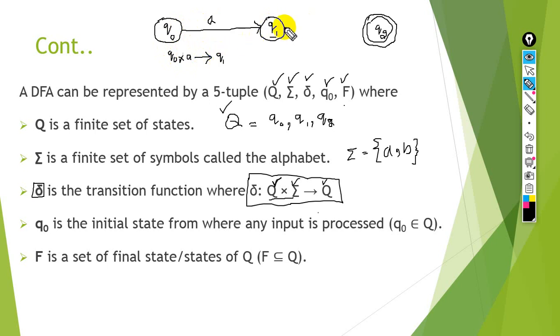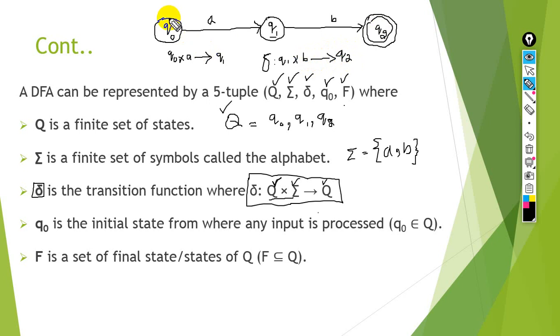Now, for example, if we have a transition like this, for example B, how will we represent this transition? The representation is small sigma, and it will be represented just like this: Q1 multiplied by B, and it is moving toward Q2.